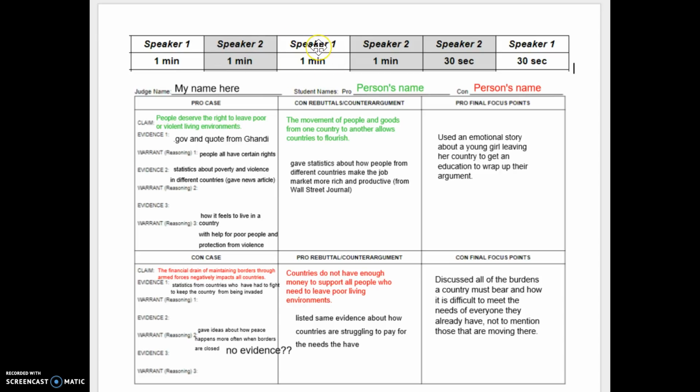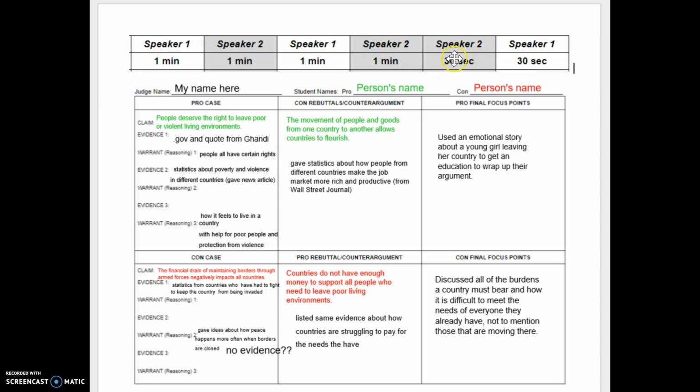Then speaker one is going to get to speak again, and the second time they speak, they're specifically trying to take apart the con argument and show why their argument is stronger. Then speaker two gets to speak for another minute. Again, during that minute, they're trying to take down everything that speaker one has said in both of their turns speaking and really prove why their stance is correct.